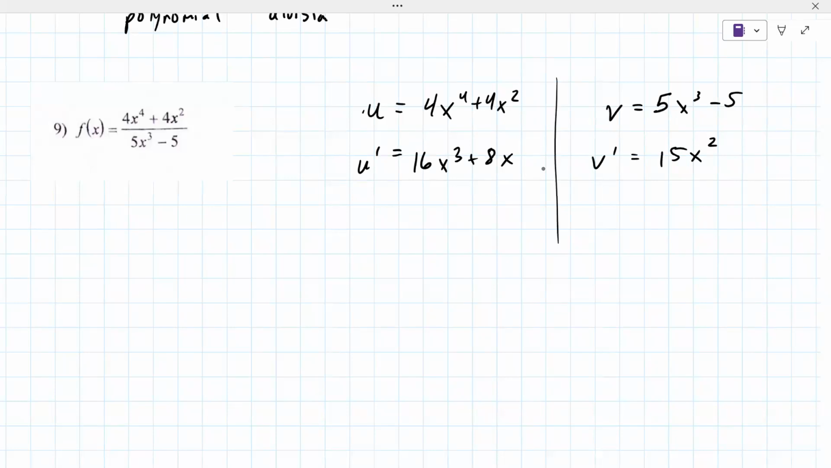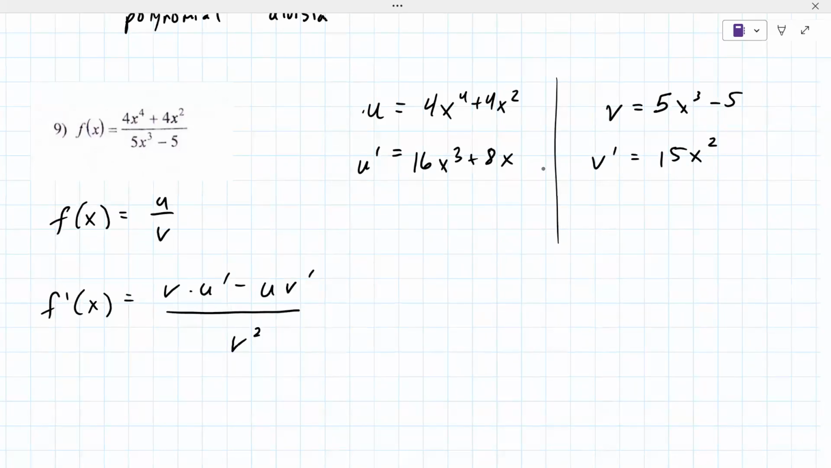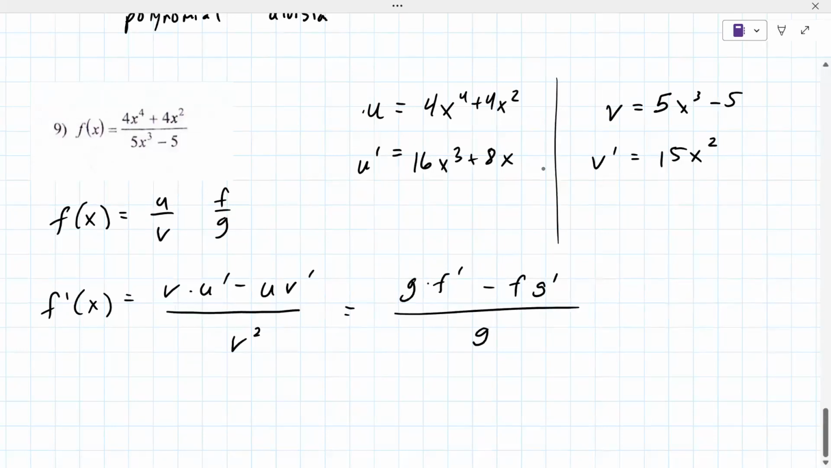And now what some students do is they do write the derivative. Okay, it's bottom times derivative of the top minus top times derivative of the bottom over the bottom squared. And maybe you're using f and v, that's fine. It really doesn't matter. Whatever way you want to do it is fine. And then you're just putting these pieces in, but you put them in parentheses. So v, even if it's one term, 15x squared, 16x cubed plus 8x.